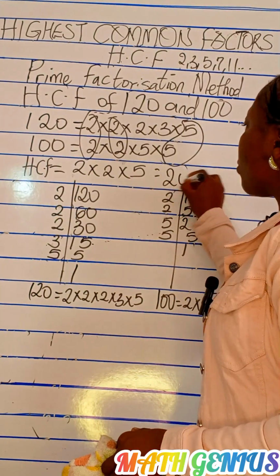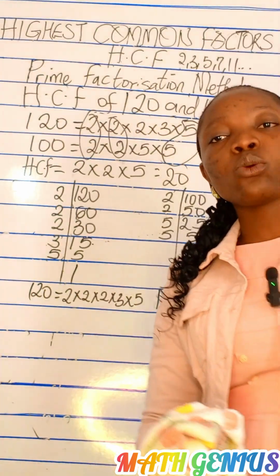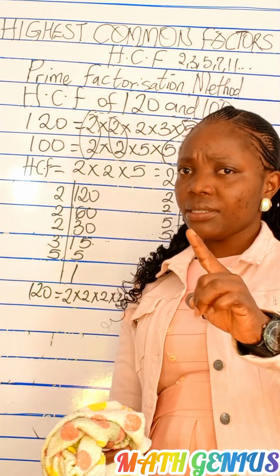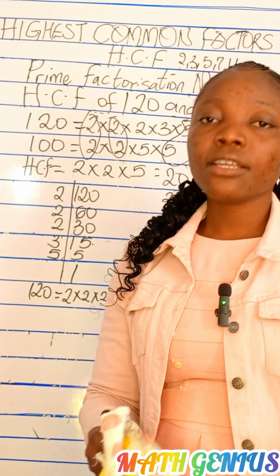And that is 2 times 2, 4. 4 times 5, 20. Of course, 20 is the greatest number that can divide 120 and also divide 100 without leaving a remainder. 120 divided by 20 is 6. 100 divided by 20 is 5 without leaving any remainder.